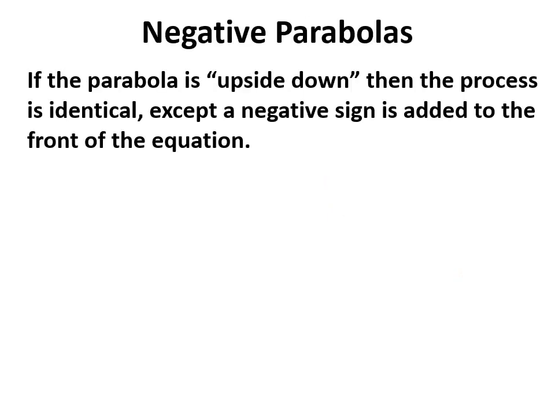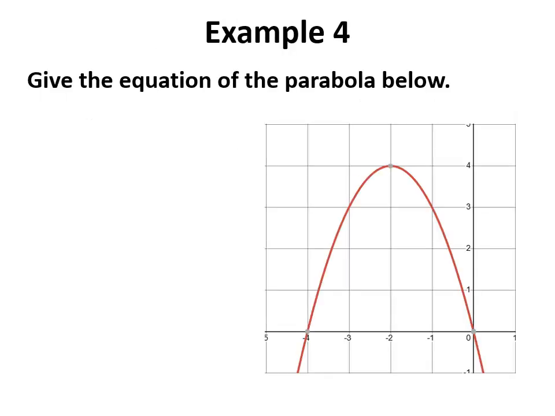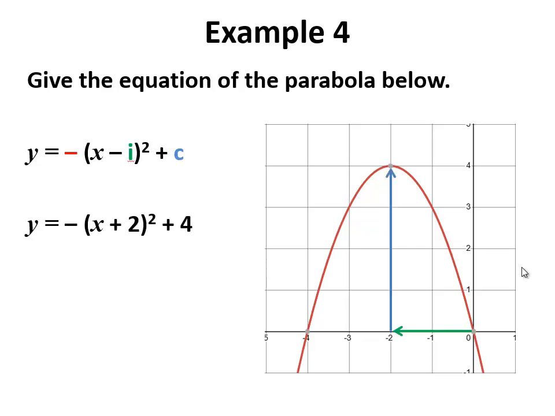Negative parabolas are the same as the other method, and a negative sign is added in front of the equation. So here we have a negative parabola. Now we have a minus sign in front of the brackets, but it is minus 2 plus 2 and then plus 4. So it's identical to what we were doing before, except there's a negative leading the brackets.